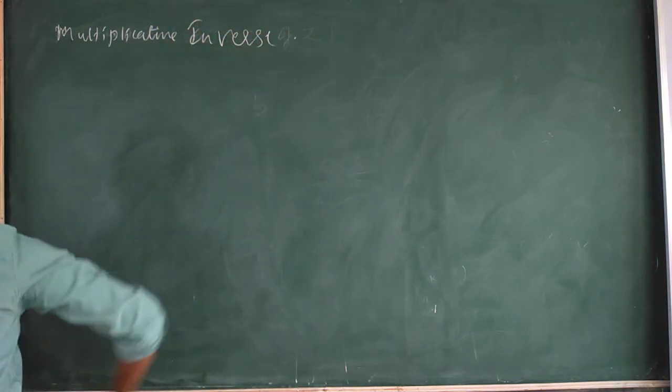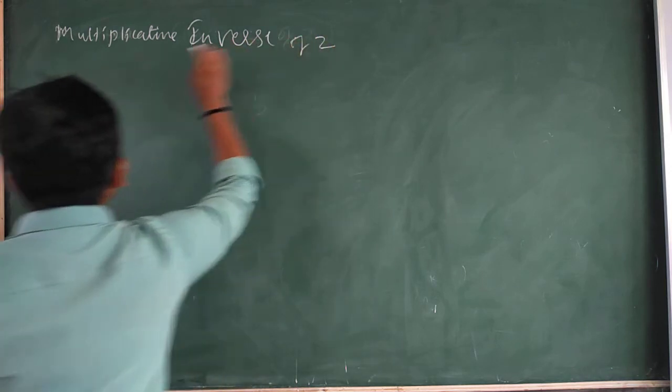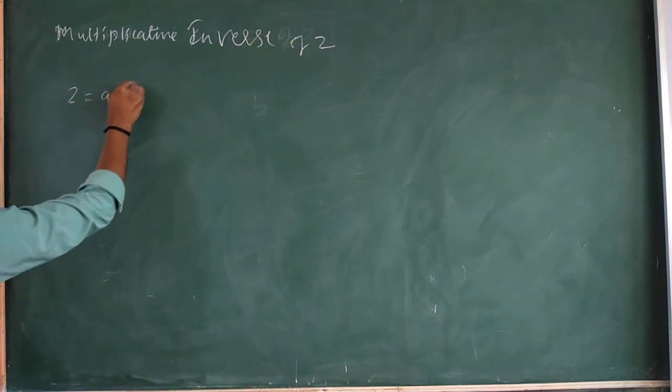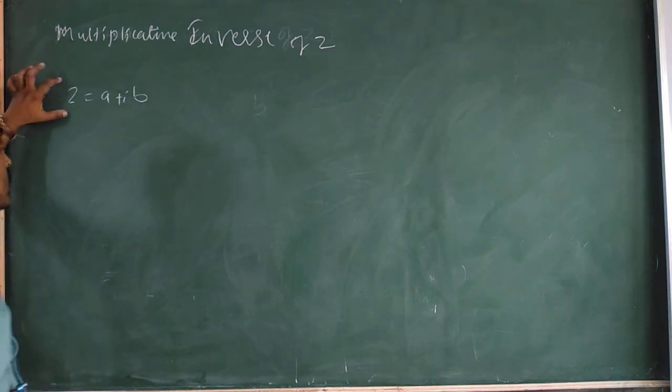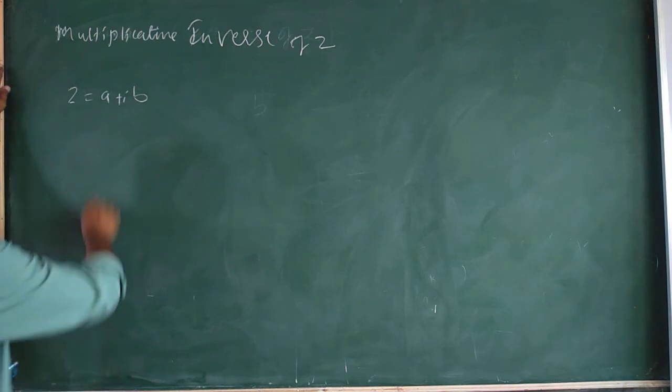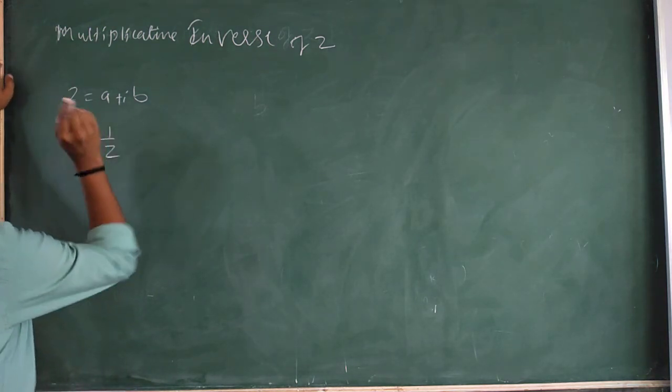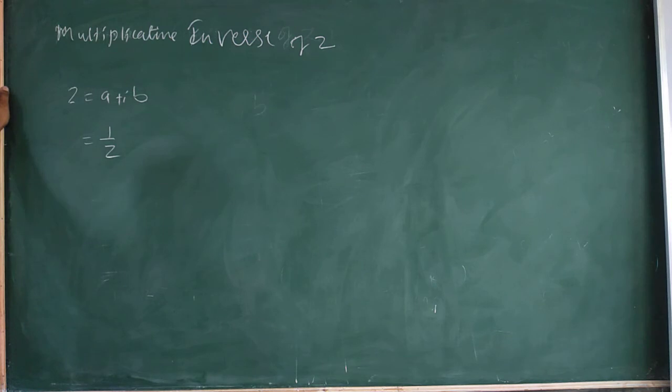Multiplicative inverse of z. Z equals a plus ib, where z is a complex number. Then the multiplicative inverse of z is equal to 1 by z, because when you multiply the two you get 1. So therefore the multiplicative inverse of z is 1 by z.